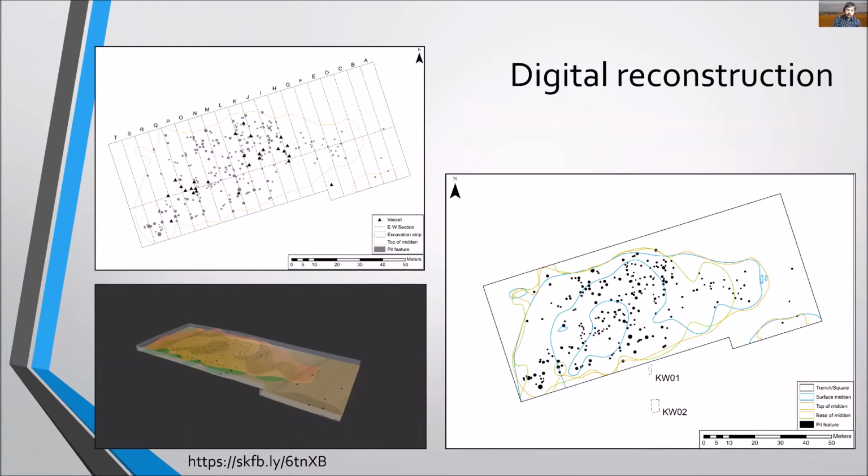Despite the disturbance to the surface of Kom W, we were able to use the section drawings to create a digital model of Kom W that mapped the original surface of the Kom and the extent of the midden deposits in a GIS environment. The model seen on the bottom left is available on Sketchfab. It has also been published in an article in Advances in Archaeological Practice in 2017.